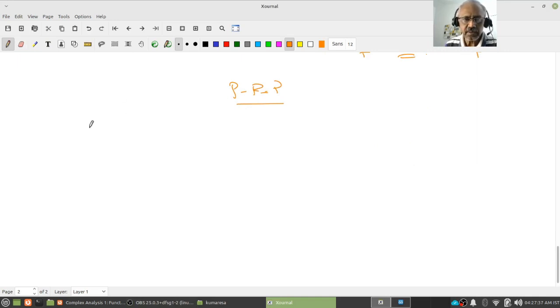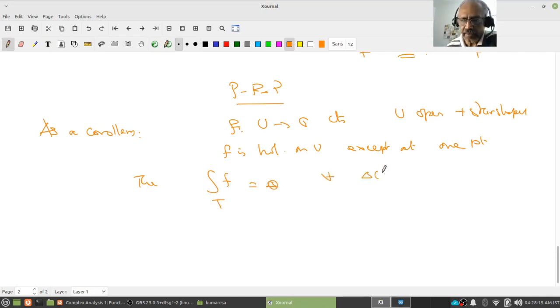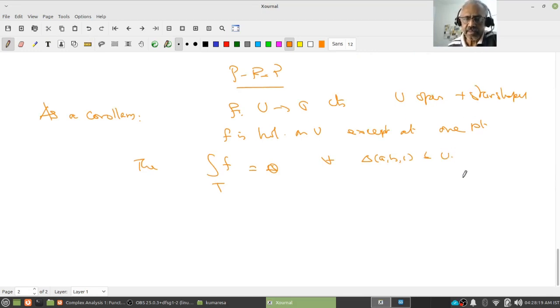Now, as a corollary, what do I have? If f from U to C is continuous and U is open and star shaped, and f is holomorphic on U except at one point, then the integral of f over t is 0 for every triangle ABC contained in U. But remember, if a continuous function has the property that the integral of f over the boundary of any solid triangle is equal to 0, then we know f has a primitive. This is what we proved. Therefore, this shows f has a primitive.